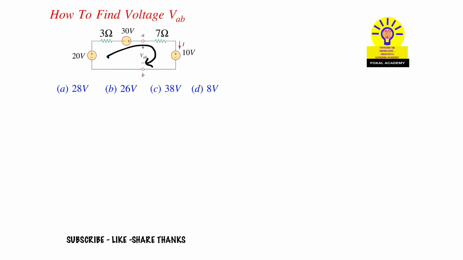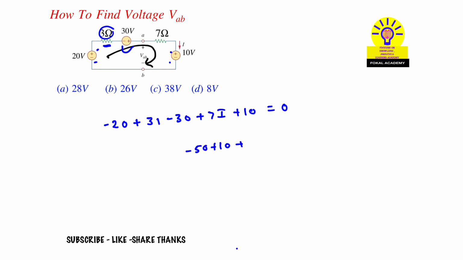Here the current goes from minus to plus, so take minus 20 plus, and the voltage across the 3 ohms is 3 into I, and the condition is from minus to plus, so minus 30 plus 7I, and here the condition is from plus to minus, so plus 10, that's equal to 0. From this we get minus 50 plus 10 plus 10I equal to 0. We get 10I equal to 40, so I equal to 4 amperes.